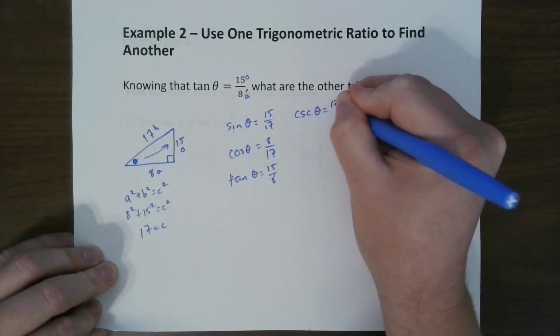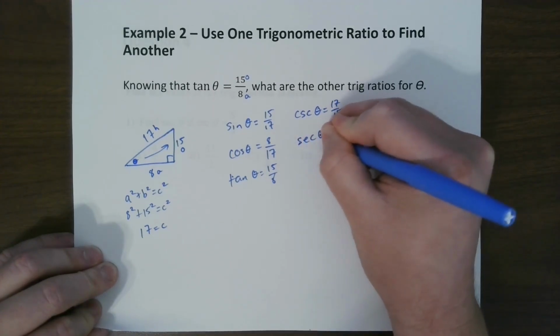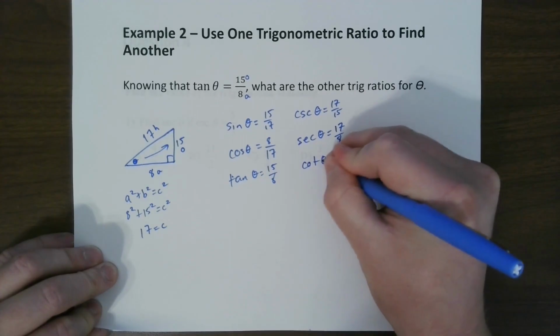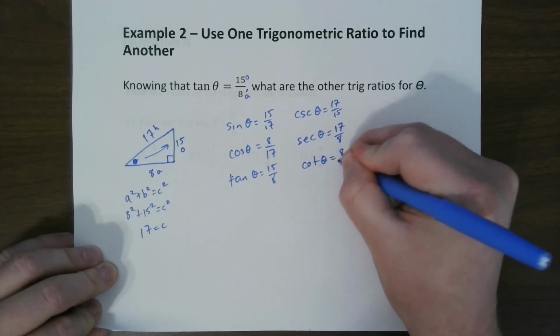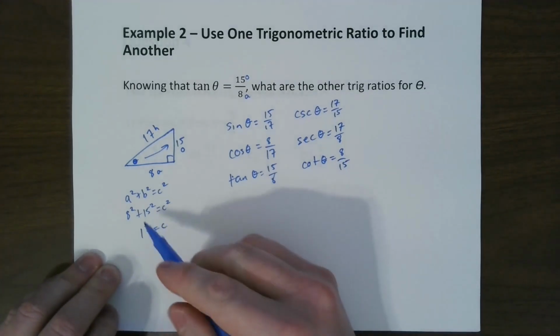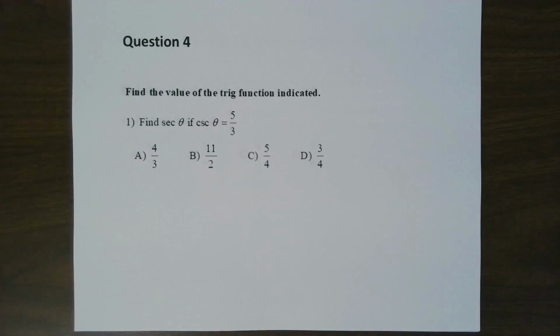Cosecant theta is 17 over 15. Secant is 17 over 8. And then cotangent is 8 over 15. And that's how you can use one ratio to find the others. You just have to use the Pythagorean theorem to find the missing side. Go ahead and try this problem.